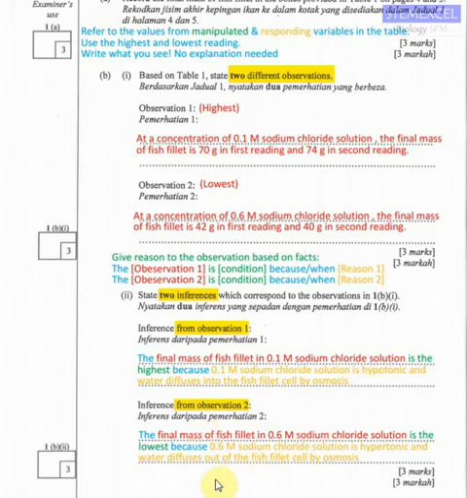Similarly, in observation 2, you can put it something like this. The observation 2 here, which is 0.6 molar sodium chloride, is, what is the condition? Lowest, because 0.6 molar of sodium chloride is hypertonic, and therefore water diffuses out of the fish fillet cells by osmosis. So if you follow this standard format of giving reasons based on the observation, you should be able to answer this section without much of a problem. Always relate it back to observation 1 and observation 2.